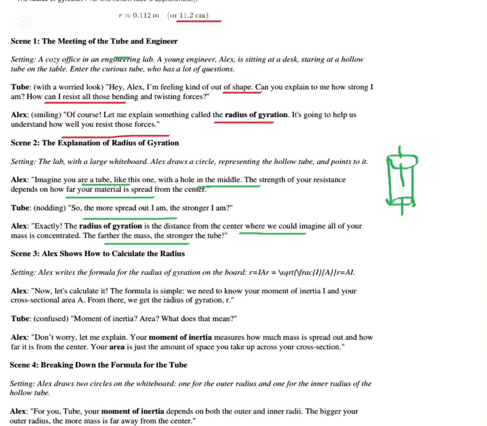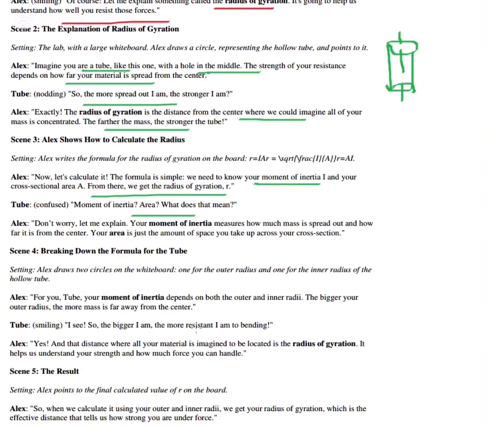And now let's calculate. The formula is simple. We need to know your moment of inertia and your cross-sectional area. From there we can get the radius of gyration. Tube: Moment of inertia, area. What does that mean? Alex: Don't worry, let me explain. The moment of inertia measures how much mass is spread out and how far it is from the center. Your area is just the amount of space you take up across your cross-section.